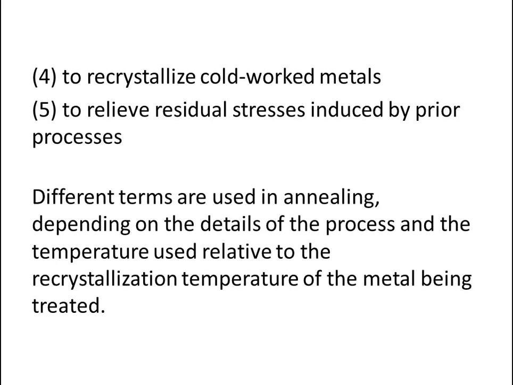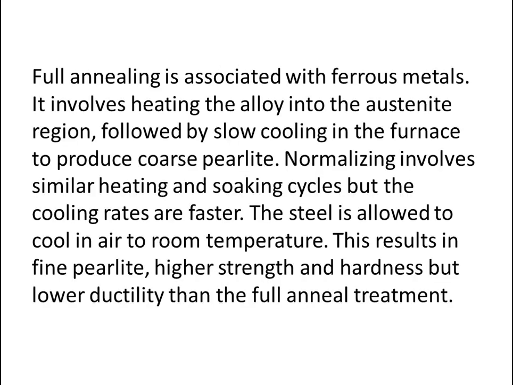Different terms are used in annealing depending on the details of the process and the temperature used relative to the recrystallization temperature of the metal being treated. Full annealing is associated with ferrous metals. It involves heating the alloy into the austenite region, followed by slow cooling in the furnace to produce coarse pearlite.